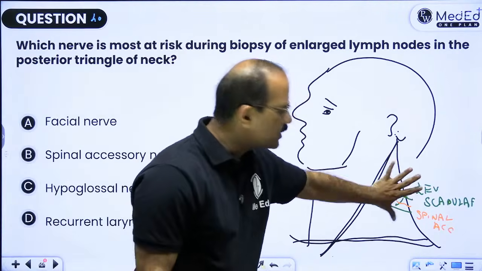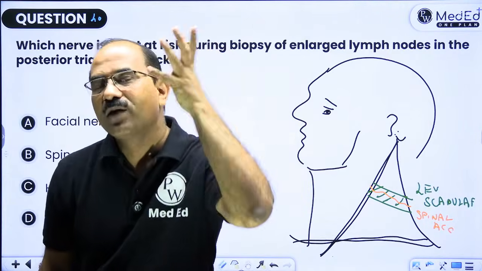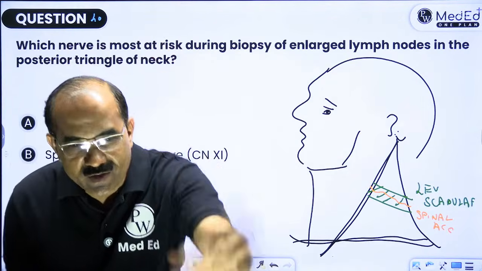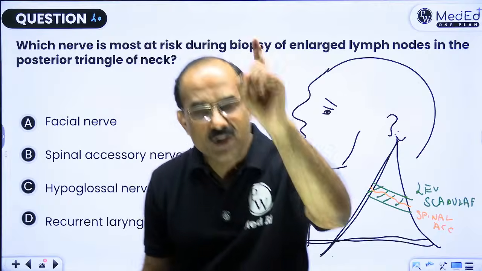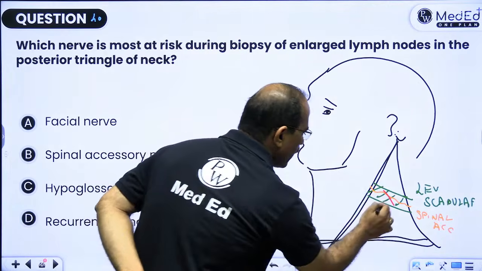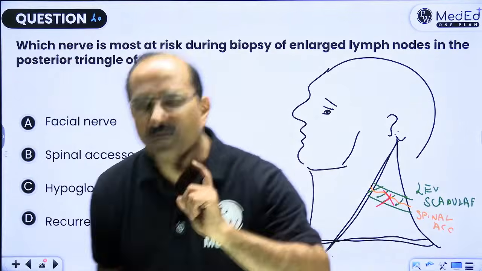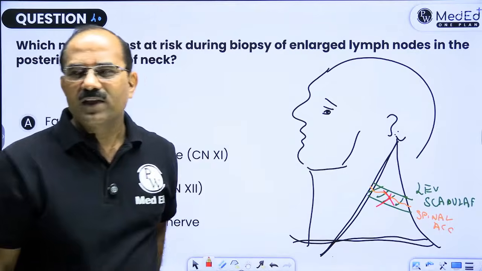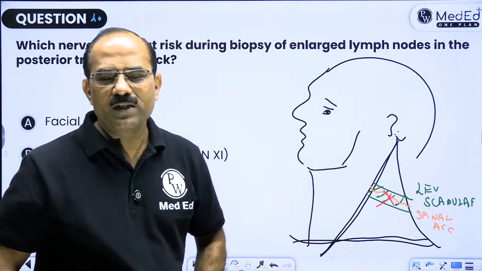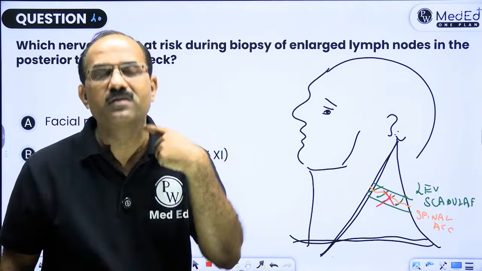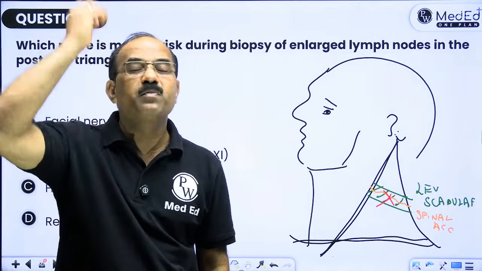So which nerve is at risk during biopsy of the lymph node? यहाँ पे बहुत सारे lymph nodes होते हैं. So which nerve, while removing the lymph node, is damaged? The spinal accessory nerve. Damage to the spinal accessory nerve in the posterior triangle of the neck, which muscle would be paralyzed?